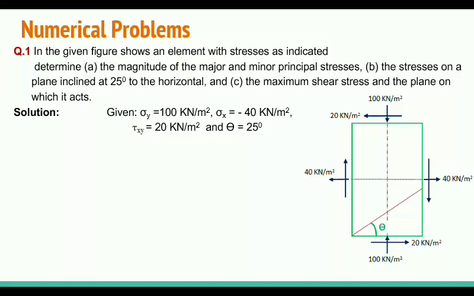I have derived the formulas for this kind of question, where the vertical or horizontal plane is not a principal plane, meaning there is a shear stress. The major stress is given, that is 100 kilonewton per meter square. Sigma x is given as minus 40 kilonewton per meter square, and tau xy is given as 20 kilonewton per meter square. And theta is given as 25 degrees.